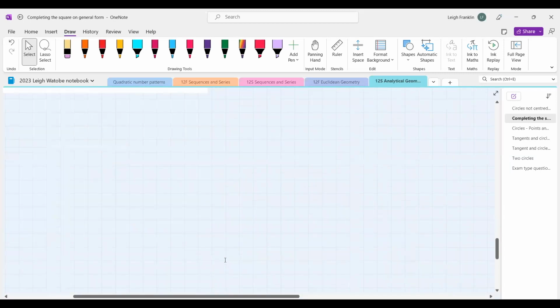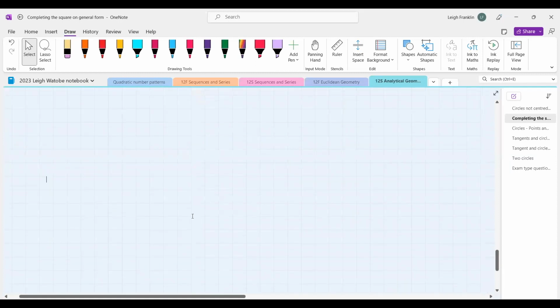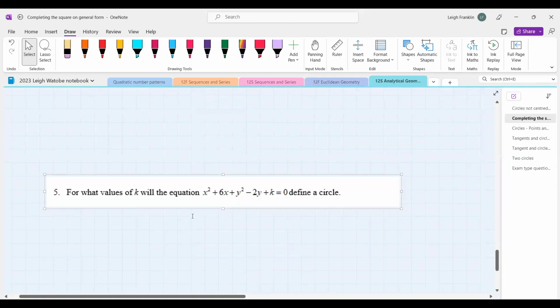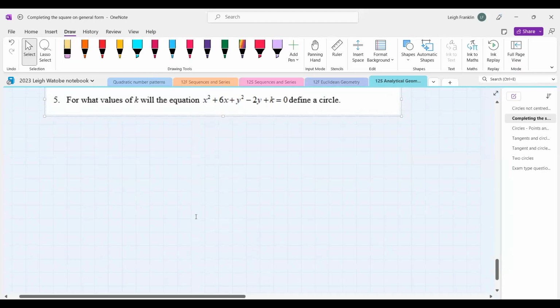We are. Okay, so what I'm going to do is grab the next question and put it over here, so we've just got a little bit more space to write. And now we're going to have a look at this. In this question, it says to us, for which values of k will the equation x squared plus 6x plus y squared minus 2y plus k equals 0 define a circle?